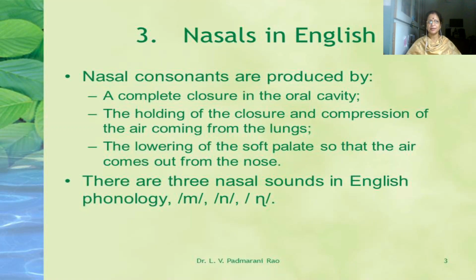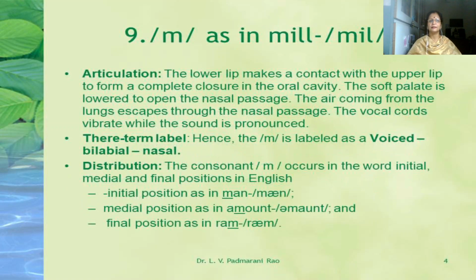So the last sounds that we have in each layer of the 5 layers in the Indian languages become the nasal sounds. So we have 5 nasal sounds in the Indian languages, whereas only 3 in the English language. Now, if you look at the very first sound among English nasals, it is as in M-I-L-L, mill.